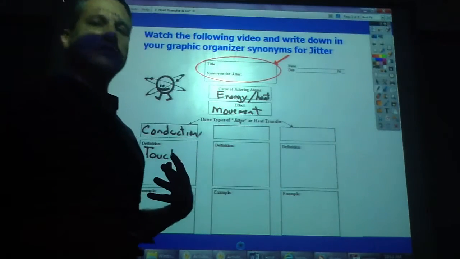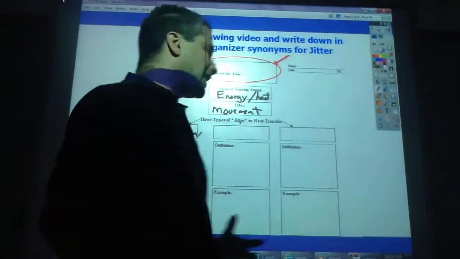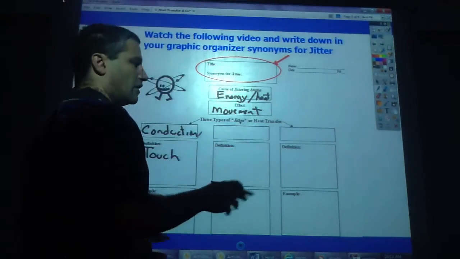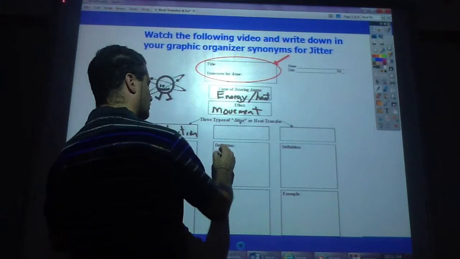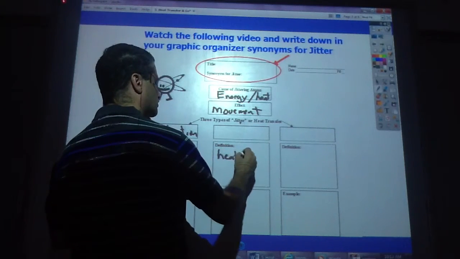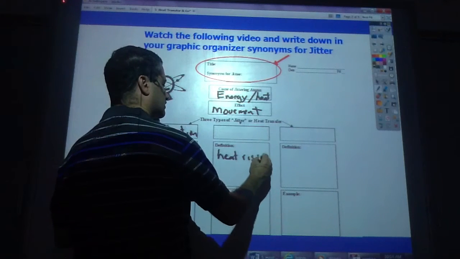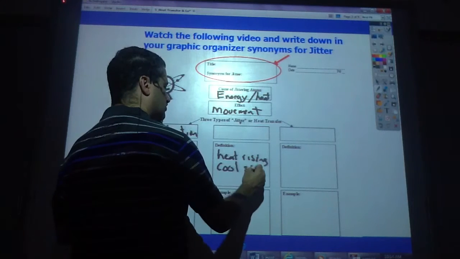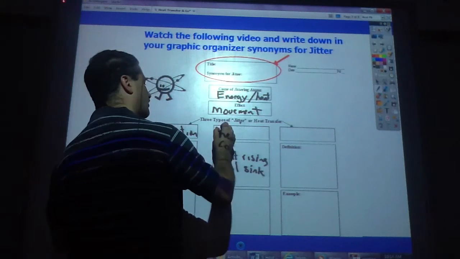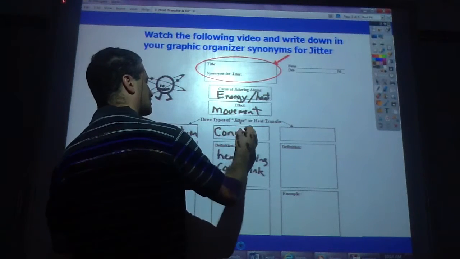And then there's just heat mixing around and rising. Hot things rise, cool things sink. I'm just going to write heat rising, cool sinking, and we call that convection.